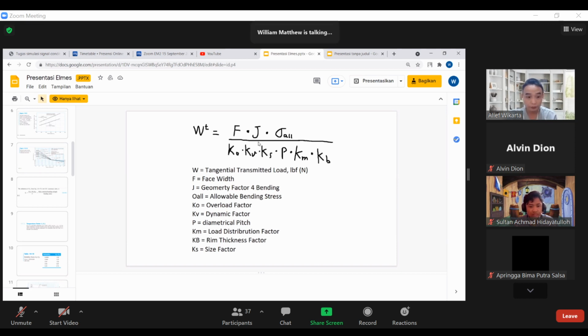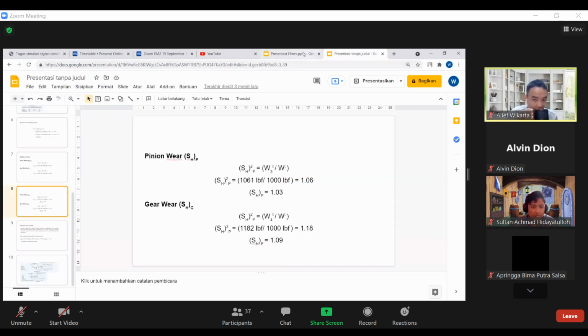It's the geometry and the face width that makes the pinion always lower, sir.